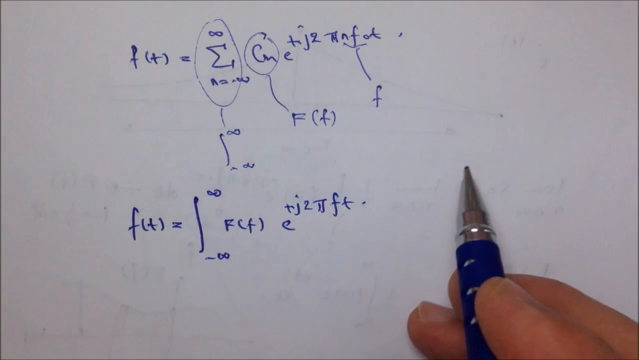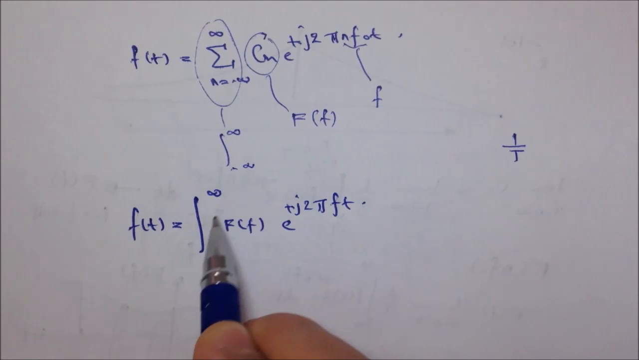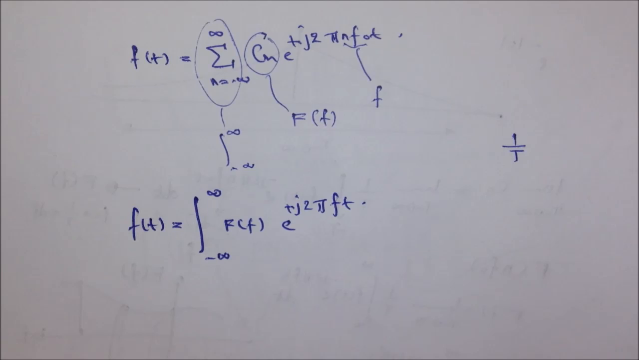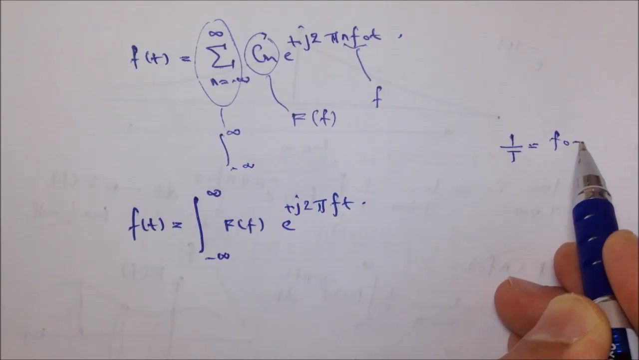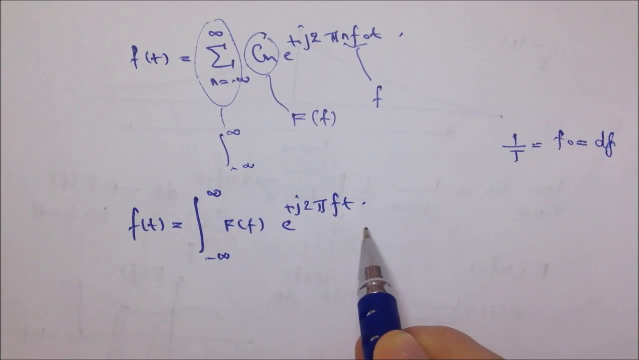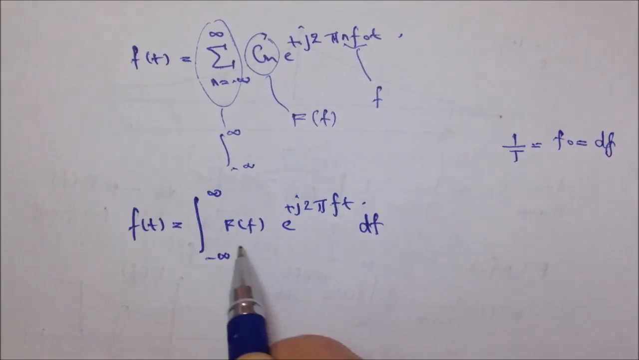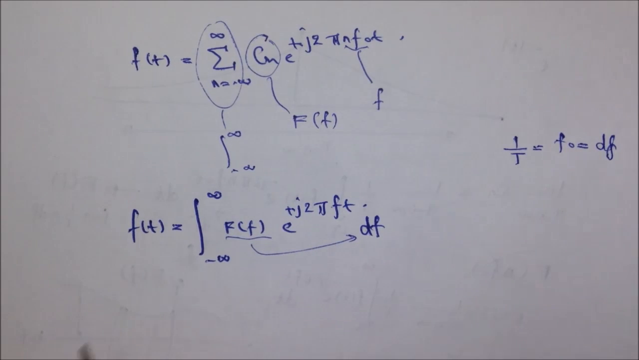If you remember the 1 over t normalization factor that we have neglected in the Fourier transform, and said that F of f is not properly scaled so that the values are not actually true. So we're going to scale them right now. 1 over t equals f naught, which equals df. So we're going to multiply this integration by df such that F of f is scaled properly, such that we recover f of t correctly.